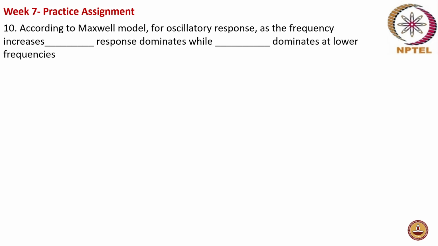Next, according to the Maxwell model, for oscillatory response, as the frequency increases, dash response dominates, while dash dominates at lower frequency. What kind of response dominates as the frequency increases, and what kind of response dominates at lower frequency for a Maxwell model under oscillatory testing?